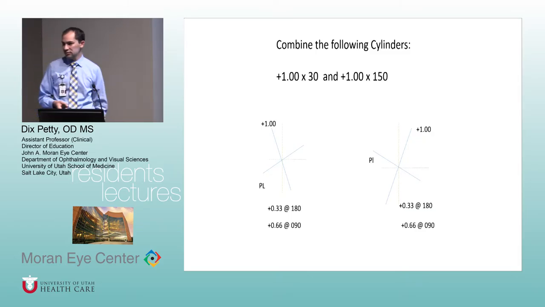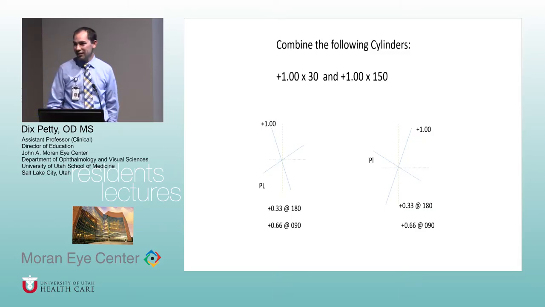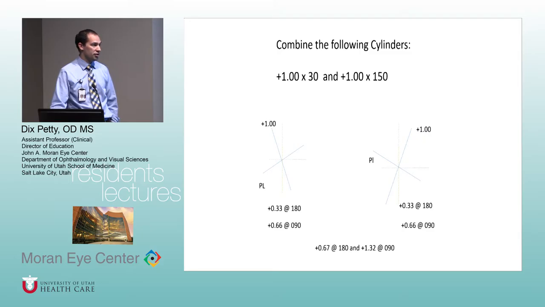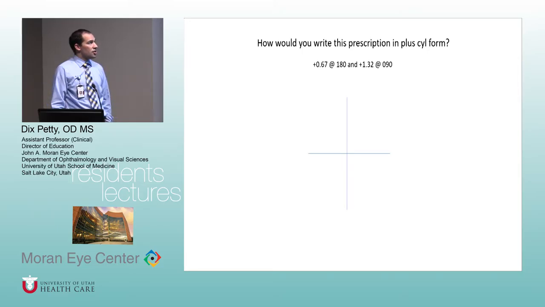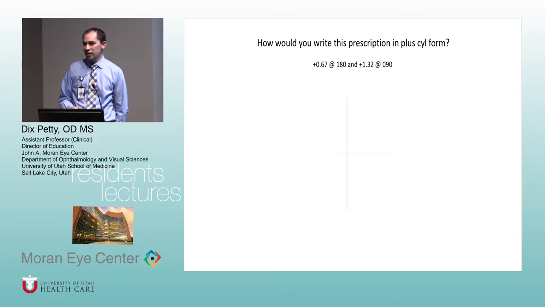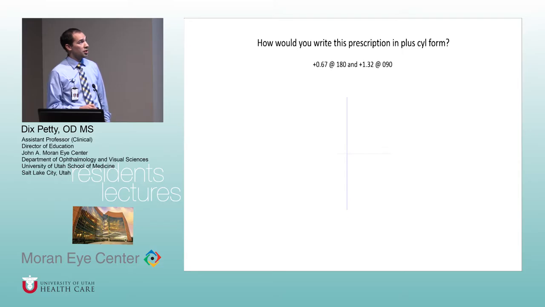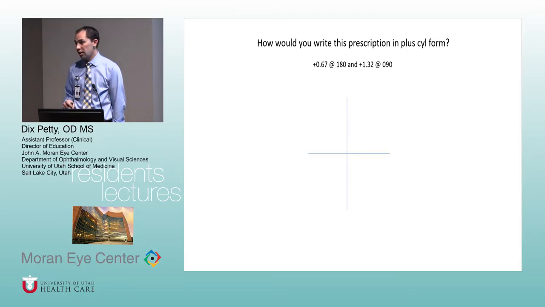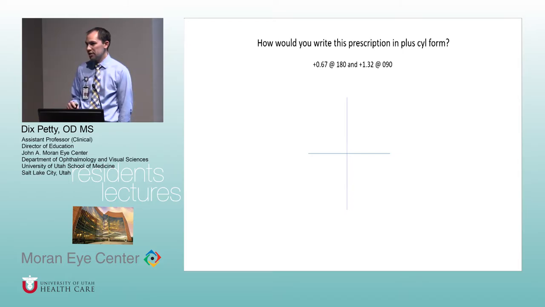Any ideas on how we would do that? Just add them. Yeah. Exactly, you just add them together. That's exactly right. So we're going to end up with plus 0.67 at 180 and 1.32 at axis 90. So we've combined those two cylinders, and we want to know how would we actually write that prescription in plus cyl form. So I'm actually hoping one of you guys can do this. But one important thing to note here is that we're saying it's plus 0.67 at 180, which is different than axis. 0.67 goes on the horizontal. So maybe try to put this on a power cross real quick, and then give me a plus cyl Rx for this. And it's not a nice round number, I apologize for that.